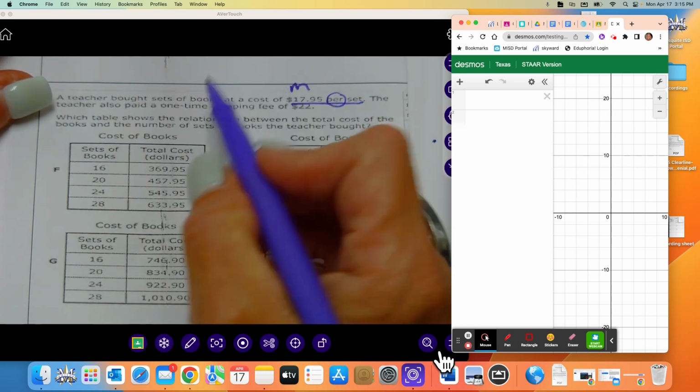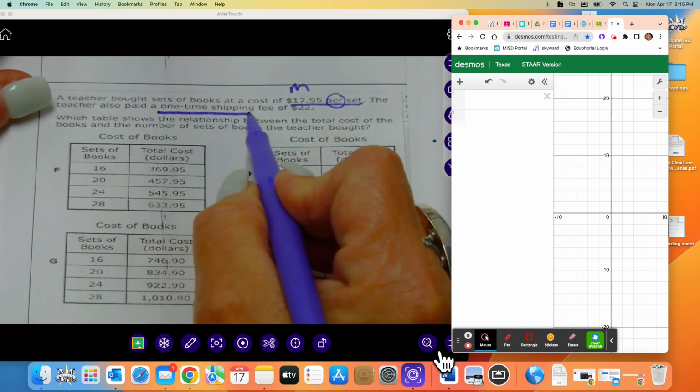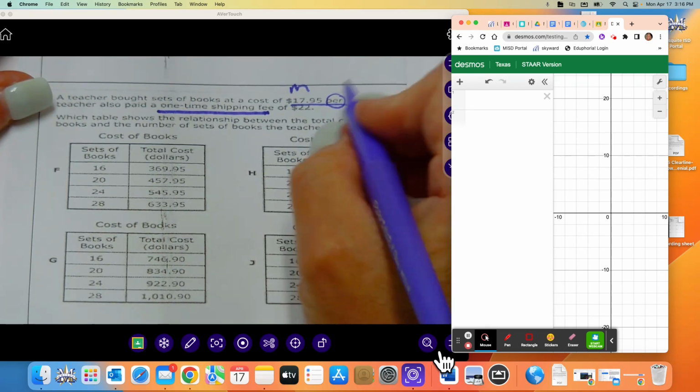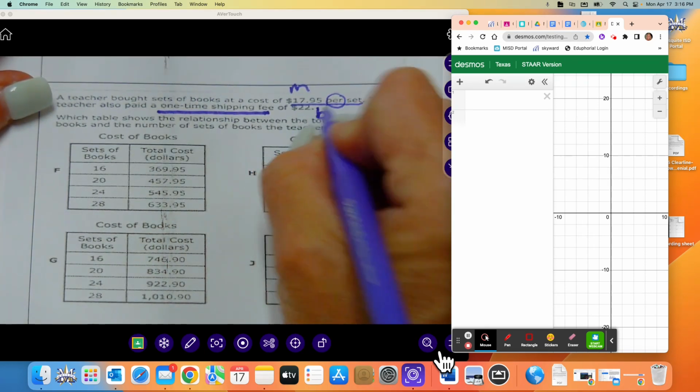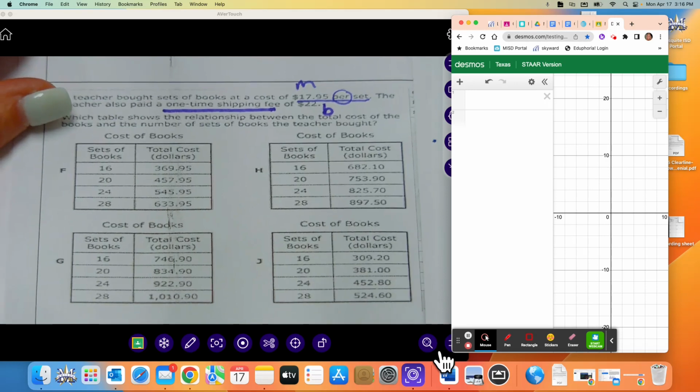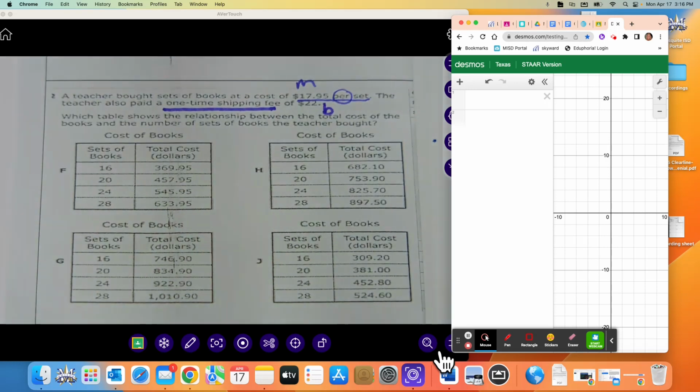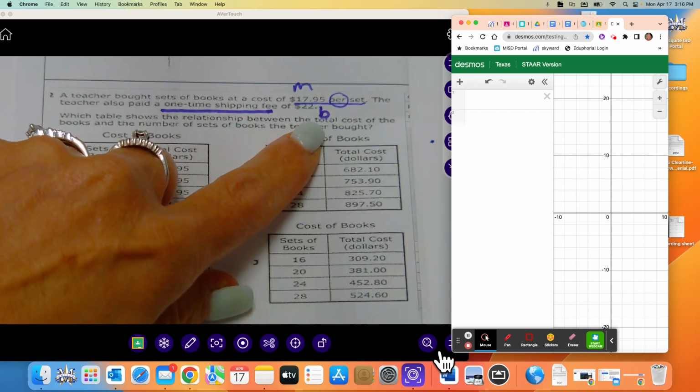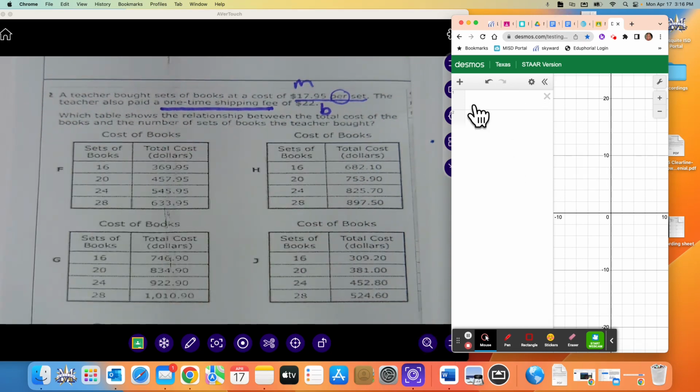The teacher also paid a one-time shipping fee. So she's only paying that once. So this is letter B. What we're going to do is put each one of these tables into Desmos, and see which one gives us this for M and this for B. Remember, you're going to come up here to this plus sign and go to table.